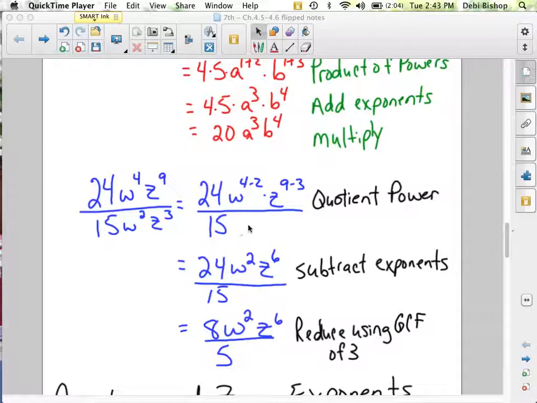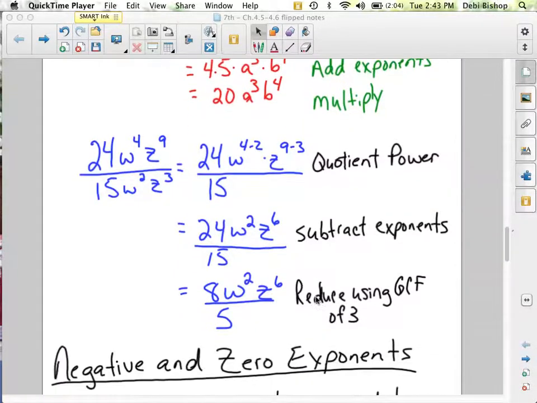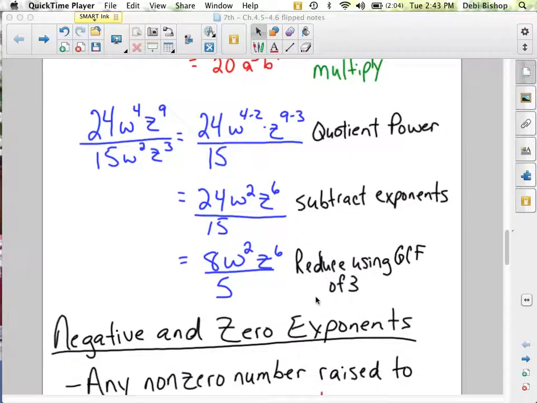Always bring over what you're not using. And then I subtract my exponents, so now I'm left with 24w squared z to the 6th power divided by 15. Reduce using a GCF of 3 in this case, and I get 8w squared z to the 6th divided by 5. So those are our power products of multiplying and dividing.